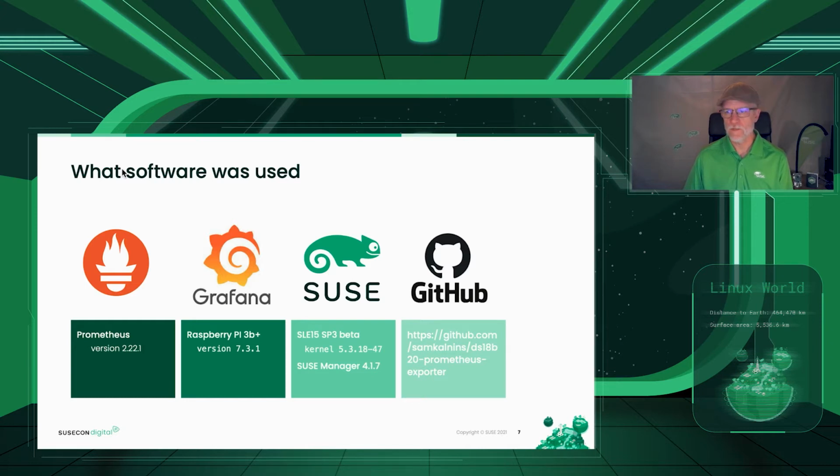Here's the software that I used. Like I mentioned, there are the versions of each one of what I used here. And then there's the link to the GitHub Prometheus exporter for the one-wire sensor.